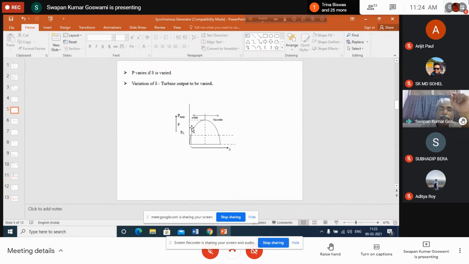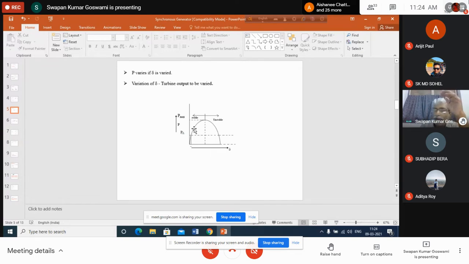As the speed is increasing, delta is also increasing because the EF vector is rotating at a higher speed with respect to the VT vector, so delta is increasing. As delta increases, what happens? Output power also increases. Means the difference between the input power and output power decreases. When the output power curve will be crossing the input power line, there input power and output power momentarily will become the same.